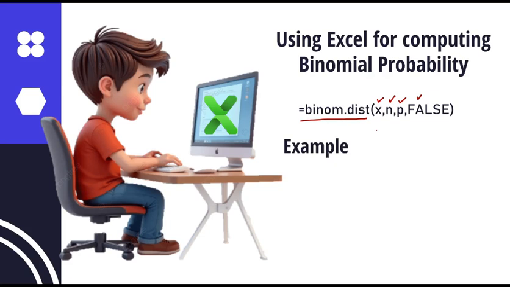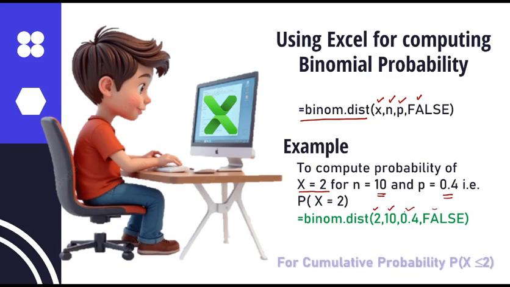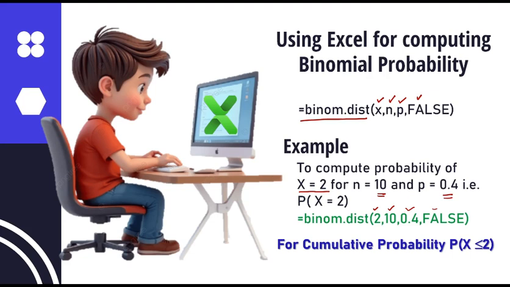For example, we take an example. Suppose I want to compute the probability of x equal to 2. What is the value of n? It is 10, and p is equal to 0.4. Then we have this binomial distribution function. Don't change the order, please. Because x equal to 2, we write 2. What is n? n equal to 10. What is p? p equal to 0.4, and then here I write FALSE. So in that case, I'll get the value of this particular probability.